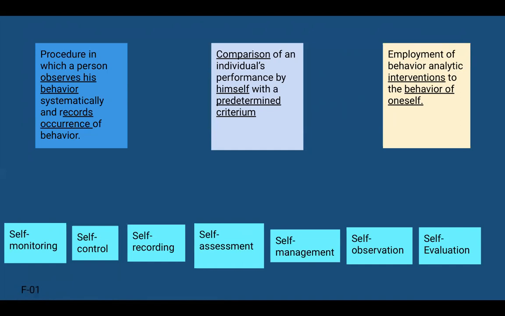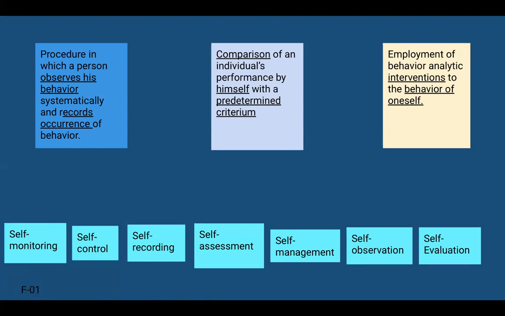But basically, I want you to focus on three main definitions. The first one, I already read. The second one, I'm going to read so we can have it in our brains and differentiate them: comparison of an individual's performance by himself with a predetermined criterion. And the other one is employment of behavior analytic interventions to the behavior of oneself. So the first one, who wants to tell me which one goes with the procedure in which a person observes his behavior systematically and records occurrence and non-occurrence of behavior?